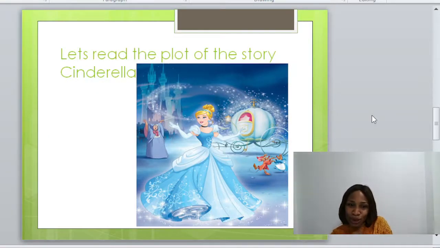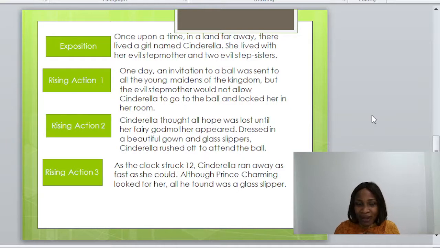Now let's look at the plot of our famous story, Cinderella. I'm sure you must have read Cinderella. Let's look at the plot. The exposition goes: once upon a time, in a land far away, there lived a girl named Cinderella. She lived with her evil stepmother and two evil stepsisters. Now let's look at all the rising actions.